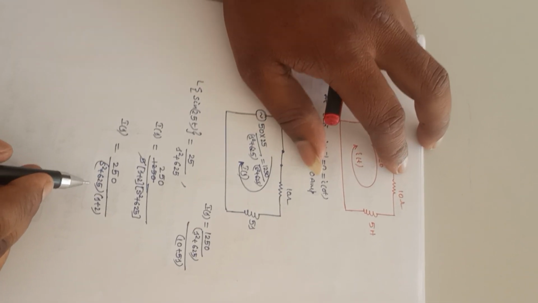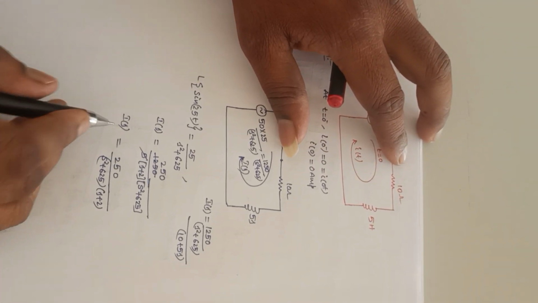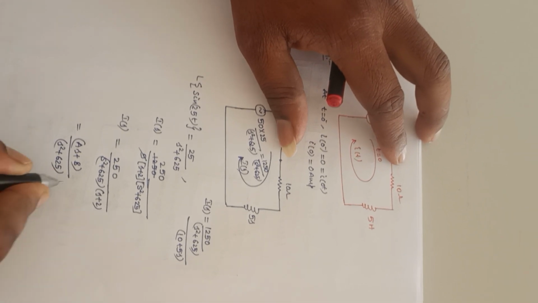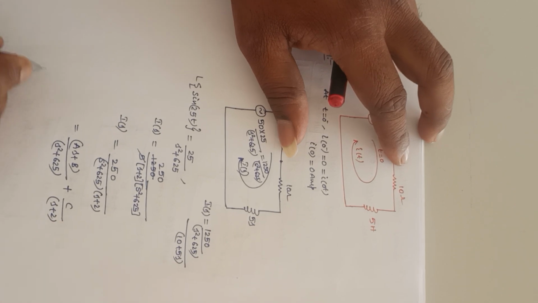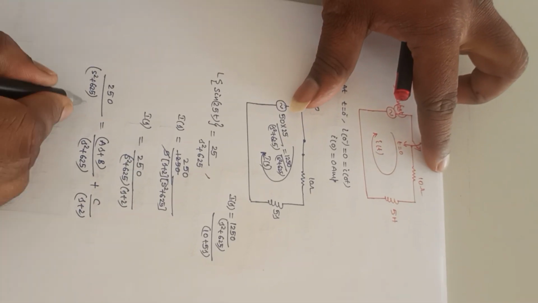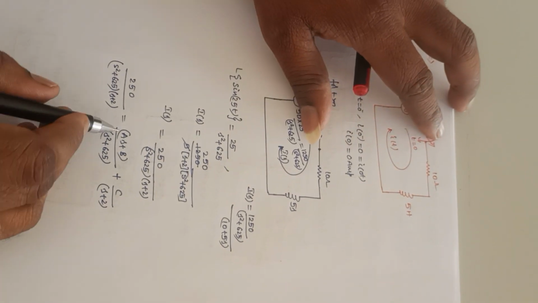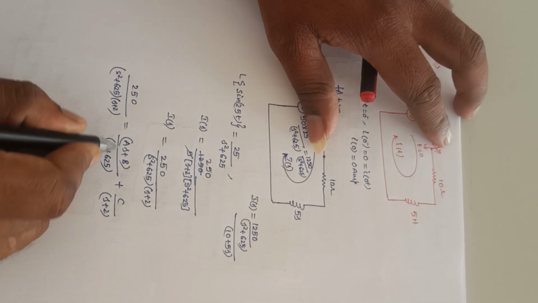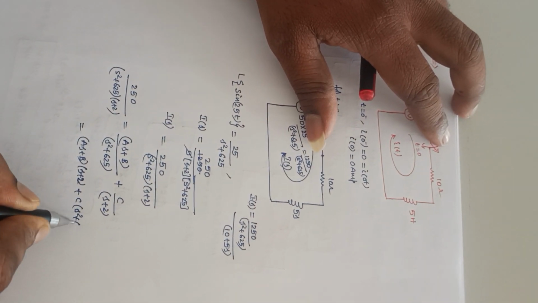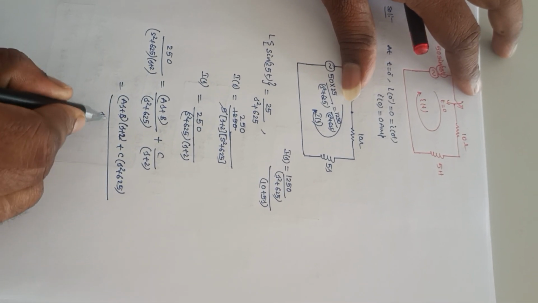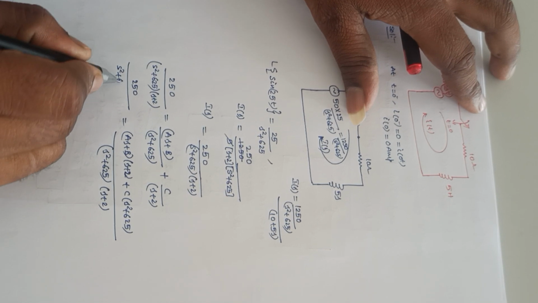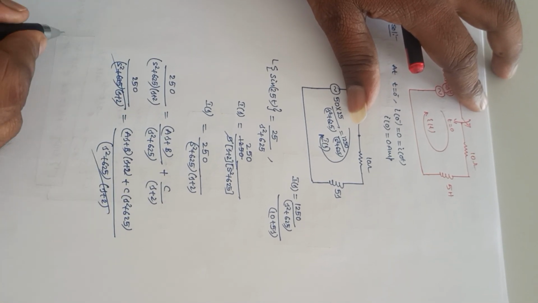So I need to do the partial fractions for finding the inverse Laplace transform for this I of s. So let us take it as as plus b divided by s square plus 625 plus c divided by s plus 2, equal to 250 divided by s square plus 625 into s plus 2. Now cross multiply all these things here: as plus b into s plus 2 plus c into s square plus 625, divided by s square plus 625 into s plus 2, equal to 250 divided by s square plus 625 into s plus 2. The denominators will get cancelled here.